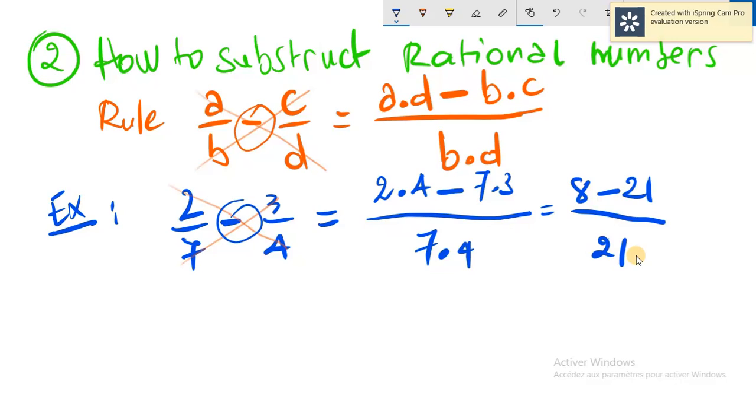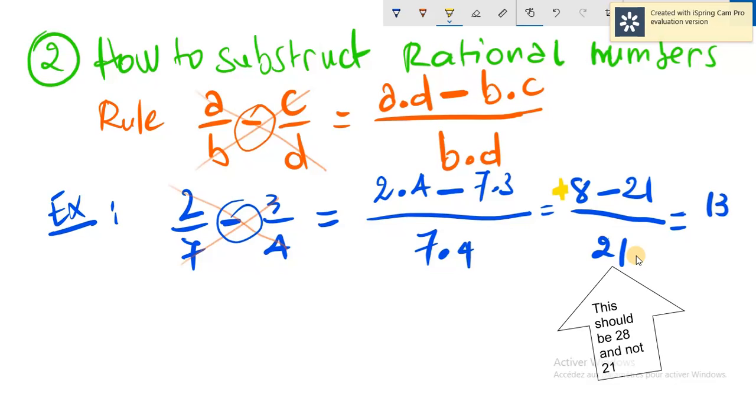You have a plus 8 and minus 21, so they are different in sign. You need to subtract them. 8 subtracted from 21 is equal to 13. And which sign would you put here? As you see, 8 is positive here and 21 is negative, so they are different in sign. We subtracted them, but you need to look for the bigger number in absolute value regardless of the sign.